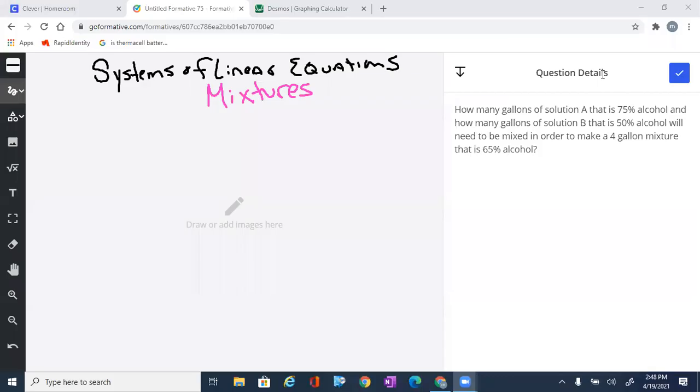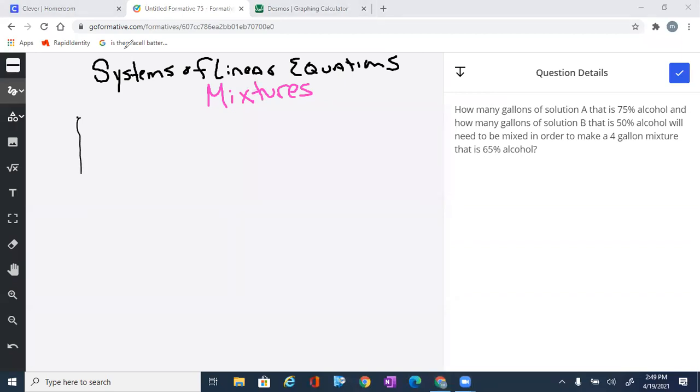All right, guys, we're going to be looking at systems of linear equations and mixtures. So let's get started. How many gallons of solution A that is 75% alcohol and how many gallons of solution B that is 50% alcohol will be needed to be mixed in order to make a 4-gallon mixture that is 65% alcohol? All right, so whenever we do these types of problems, I like to start with a picture.